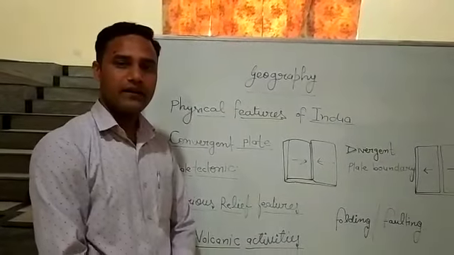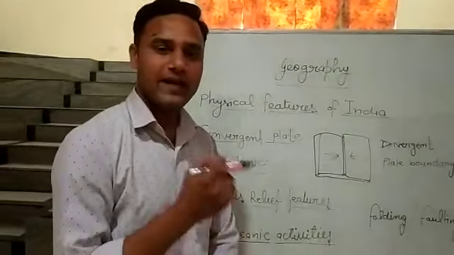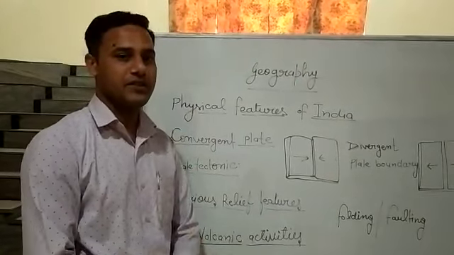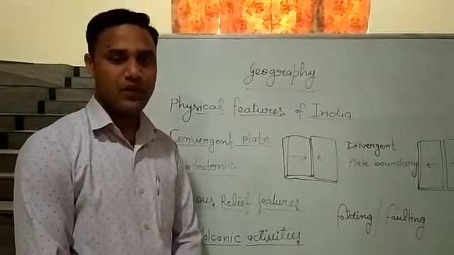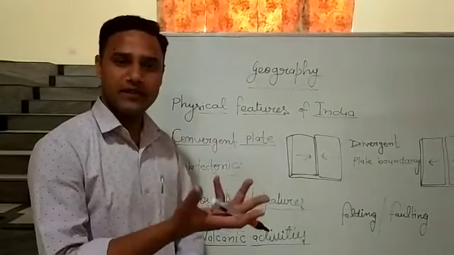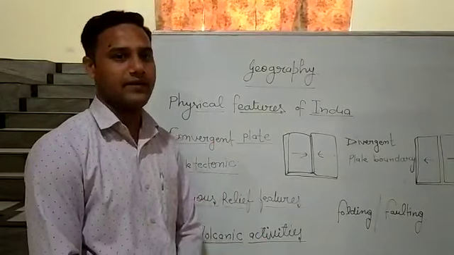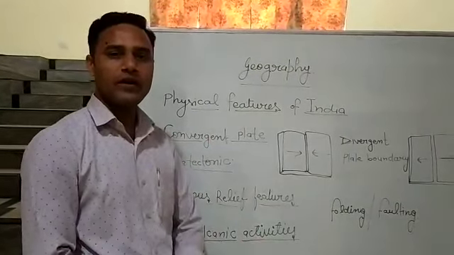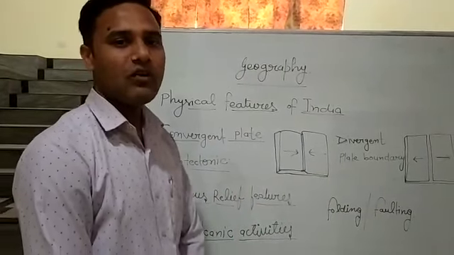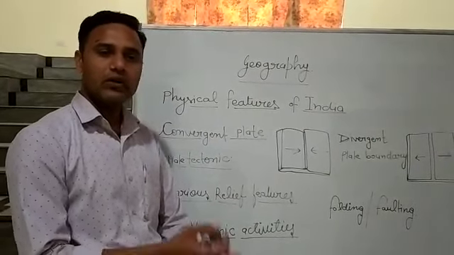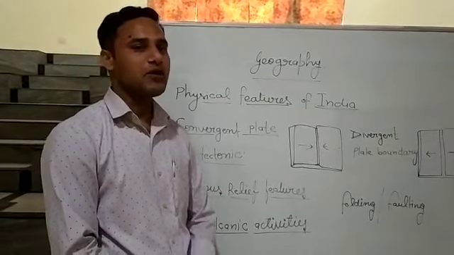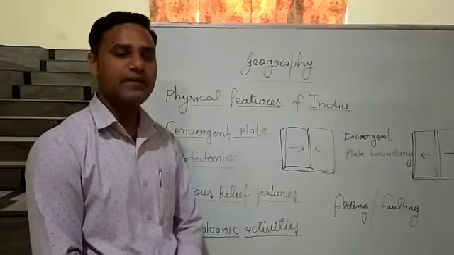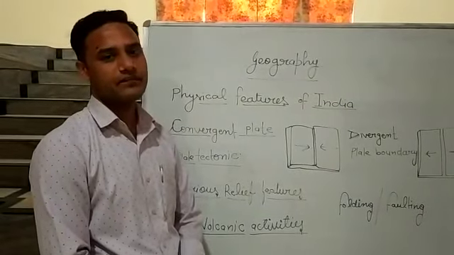First of all, children, think about why India has various relief features. What are the main causes? Why are a number of different physical features, relief features, there on the earth? The answer is that there are two important forces operating on the earth. They are responsible. Number one is exogenic forces and number two is endogenic forces.